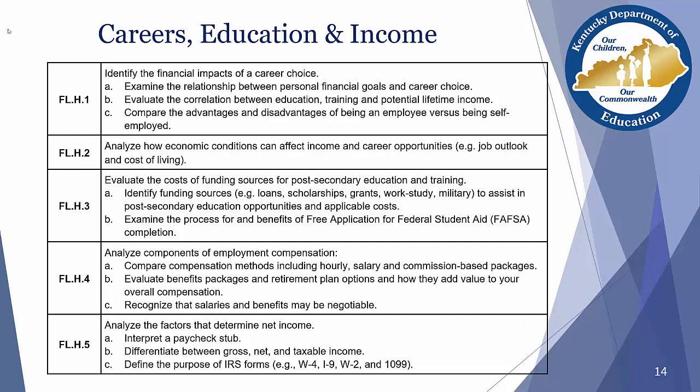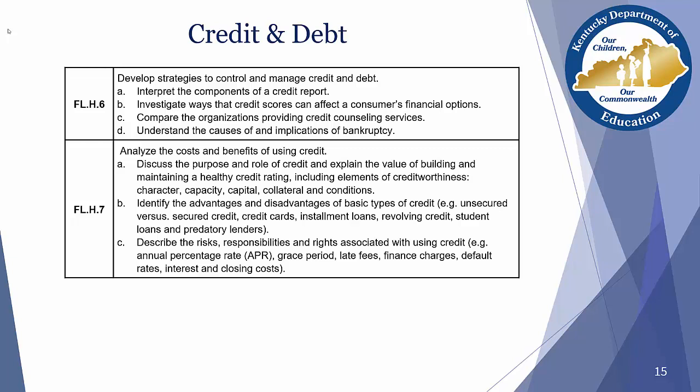So the careers, education, and income standards, these are having students really look at the relationship between careers and education and income and how that impacts lifestyle, but it also talks about what happens once you do get a job, how do they interpret a pay stub and those types of things. Credit and debt, we're looking at strategies to control and manage debt, and then analyzing the costs and benefits of using credit. So students should have ample time to work with real-world scenarios on this, bringing in real-world pieces of information that students can read and look at and have time to grapple with that content.